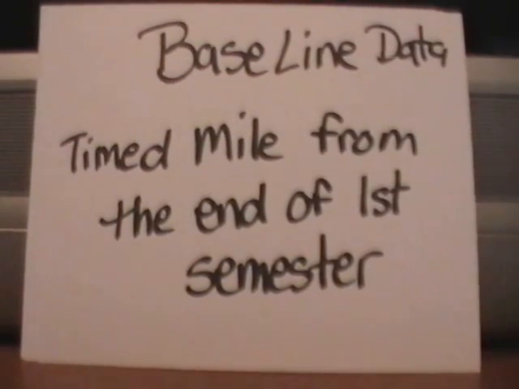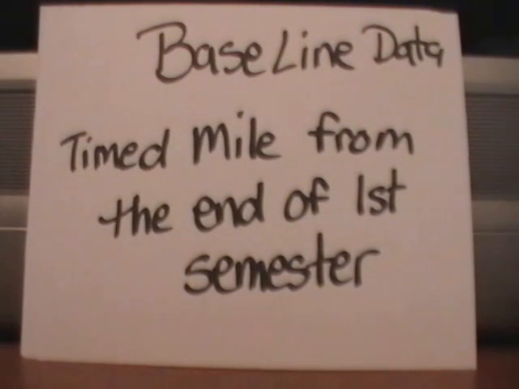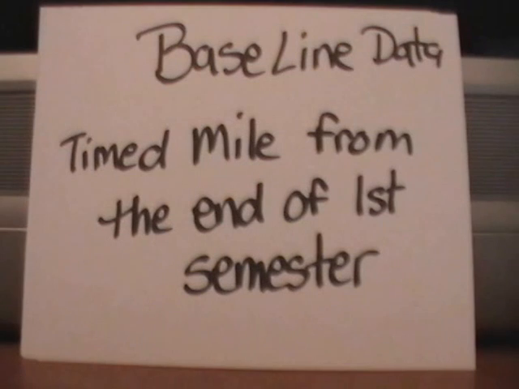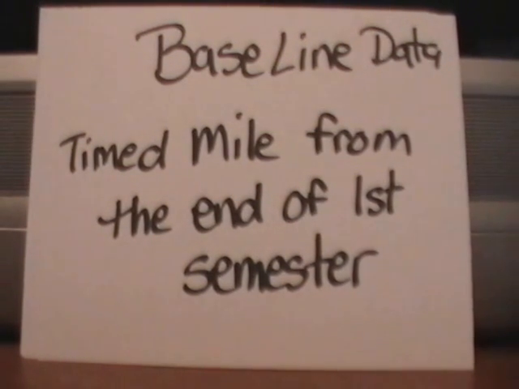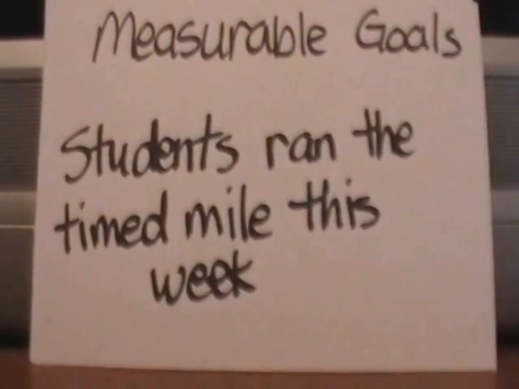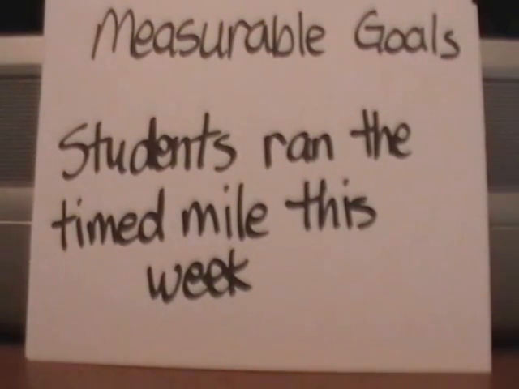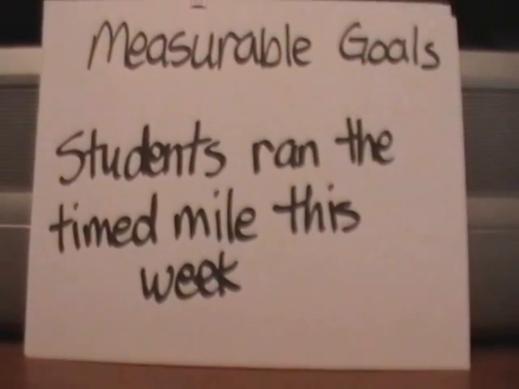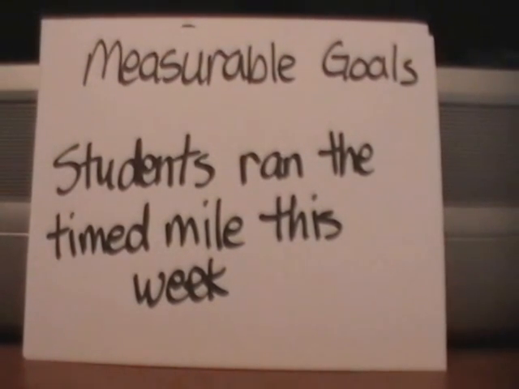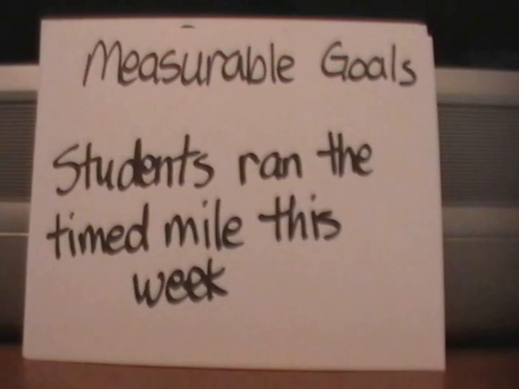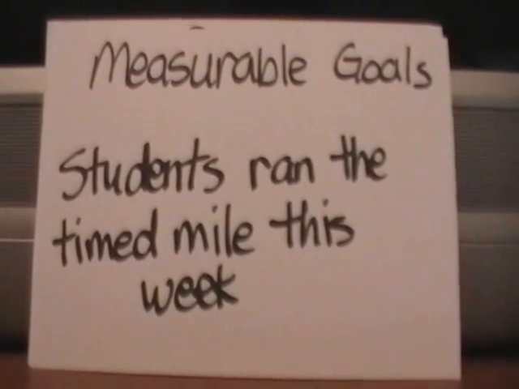The baseline data will be the fitness test results from the end of the first semester. My students did the timed mile and the FitnessGram PACER to evaluate their cardiovascular fitness levels. The first measurable goal was to improve or maintain fitness scores on the timed mile from the last week of the first semester to this past week when the students ran their mile for the evaluation of the current cardiovascular fitness levels.